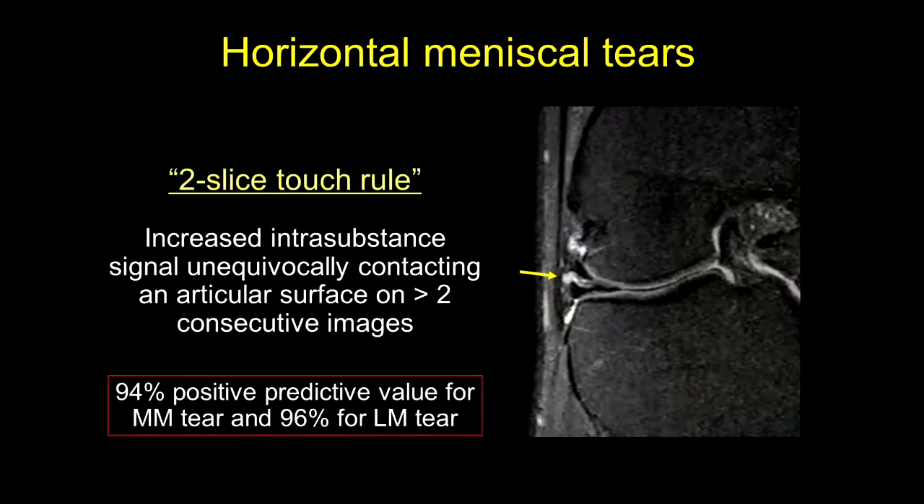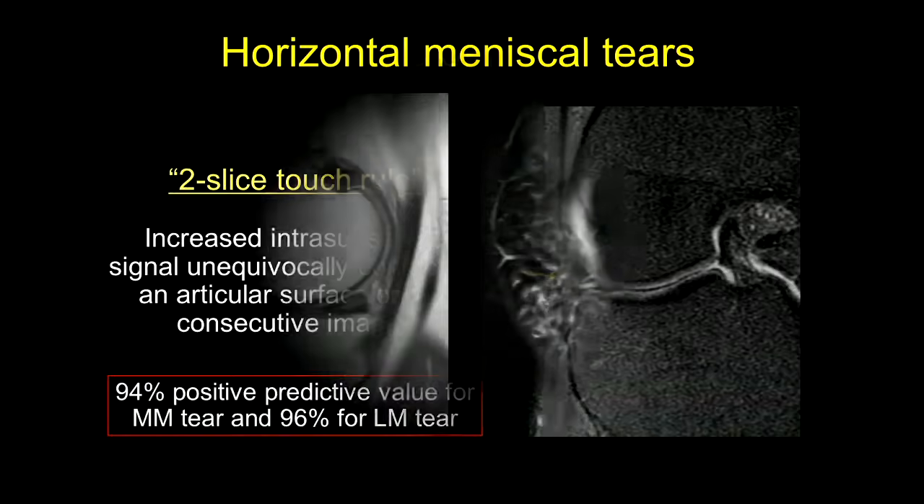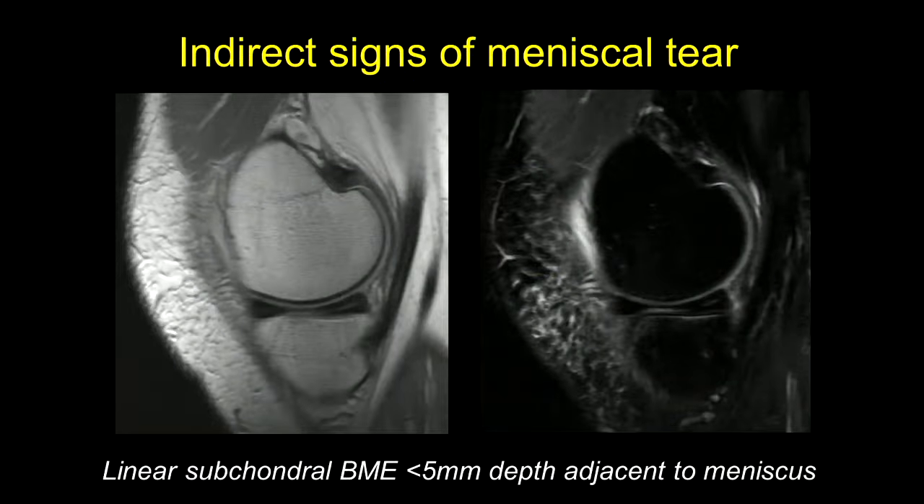It's good to use the two-slice touch rule. This refers to increased intrasubstance signal that unequivocally contacts an articular surface on at least 2 consecutive images, and this has a very high positive predictive value for the diagnosis of medial or lateral meniscal tears. Other signs that you can look for that will increase your diagnostic confidence include the presence of bone marrow edema.